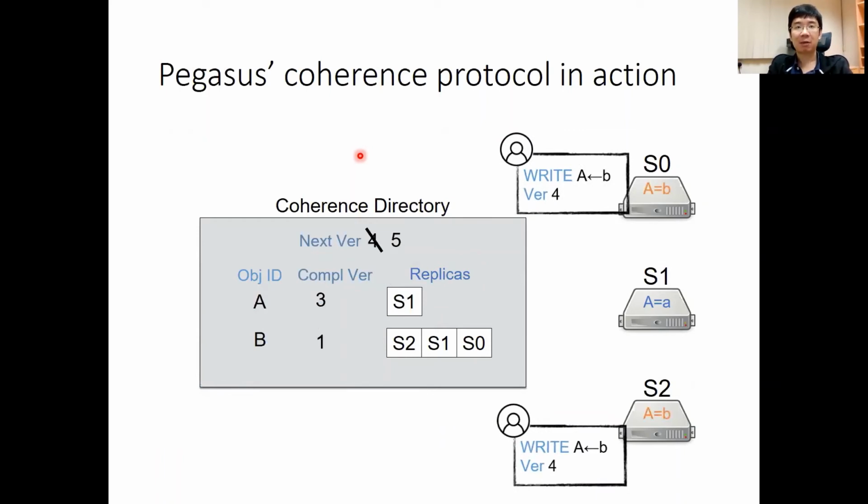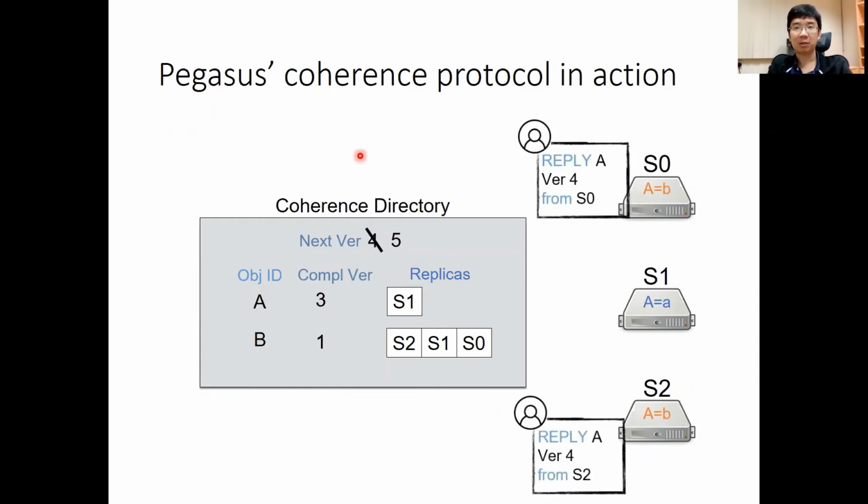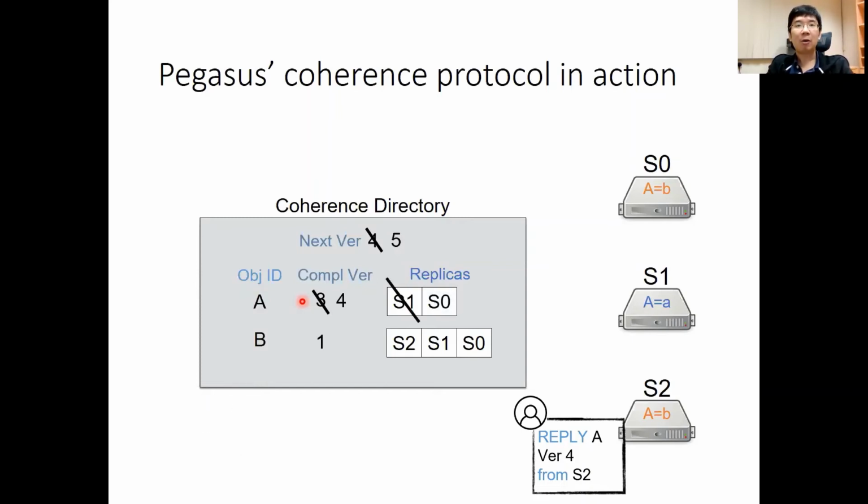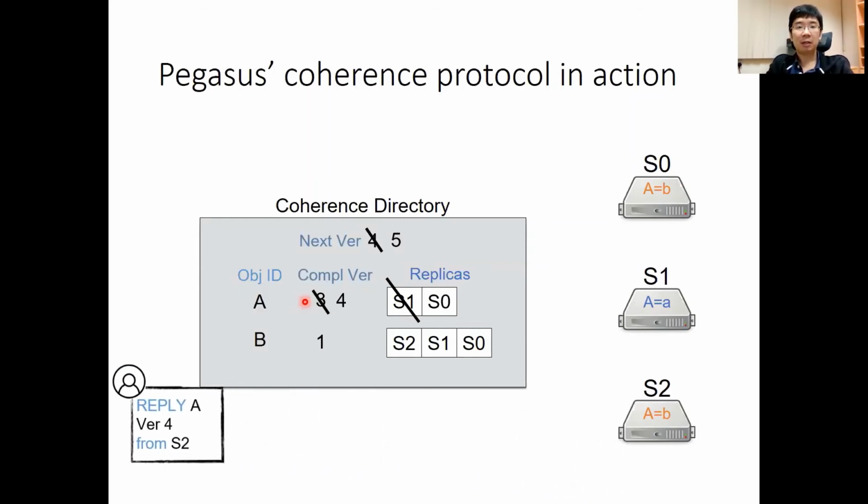After the servers process the write request, they attach the same version number into their reply messages. When the reply message reaches the switch, it compares the version number in the packet header with the corresponding completed version number in the directory. In this case, the number is bigger, so the switch updates the number in the directory and resets the replica set to contain only S0. Now, when the second reply reaches the switch, the two numbers are equal, so the switch simply adds S2 into the replica set.